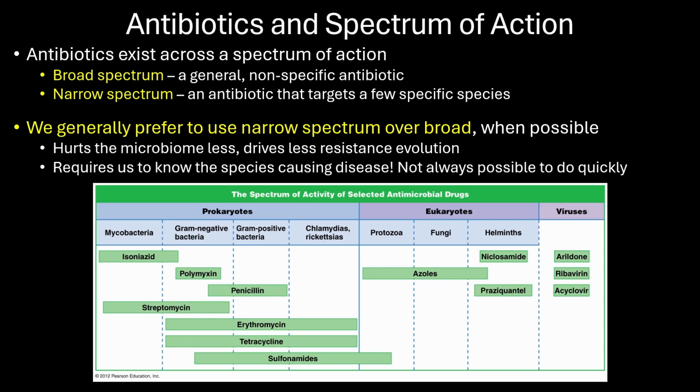But this also carries with it some challenges, because if we're going to use narrow spectrum antibiotics, we have to know the pathogen that is causing the disease. We need to know it down to species. And that isn't always possible to do really quickly. There are some diseases that produce symptoms that are similar to a wide variety of other diseases. And identifying the causative agent of that disease takes time, money, energy, and resources. Those things are not always available in one form or another. So a lot of the time, we often have to fall back on these broad spectrum antibiotics, even though we would prefer not to.